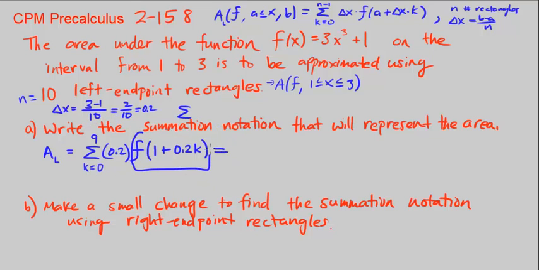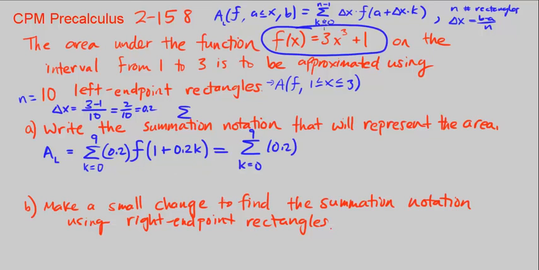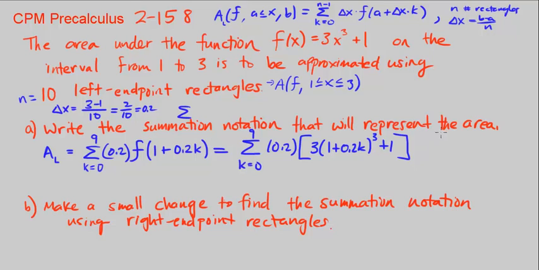Plugging in our function, though, we have sigma from k equals 0 to 9, 0.2, and f of this. Our function is f of x equals 3x cubed plus 1. So here we're going to have f of 1 plus 0.2k, so it's going to be 3 times 1 plus 0.2k cubed plus 1. And this is the representation. We are done with part A. We know where it starts and where it stops, the width of every rectangle, and this is the height of every rectangle, again using left endpoint rectangles.